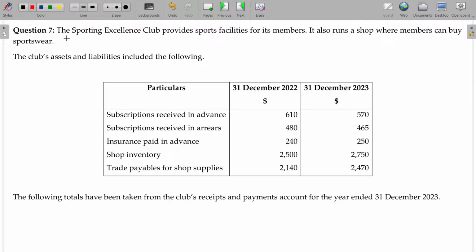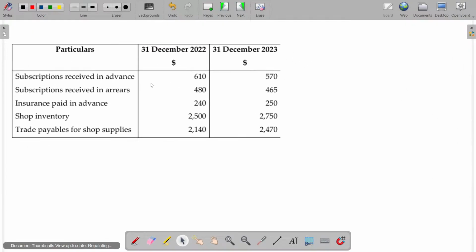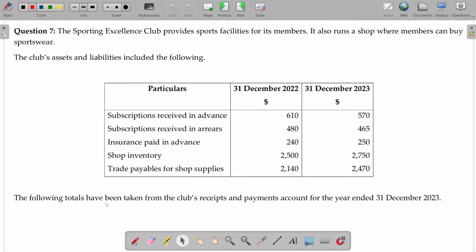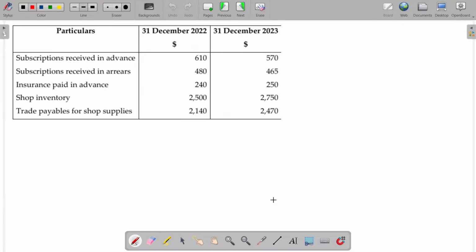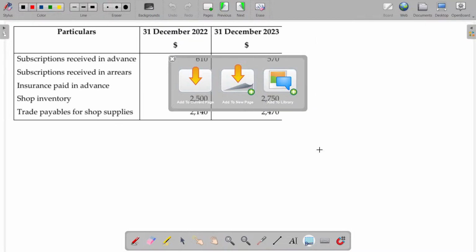Question number 7. The Sporting Excellence Club provides sports facilities for its members. It also runs a shop where members can buy sportswear. The club's assets and liabilities included the following, also given. Okay, these will be some assets and liabilities. Apart from that, receipts and payments are also given here.